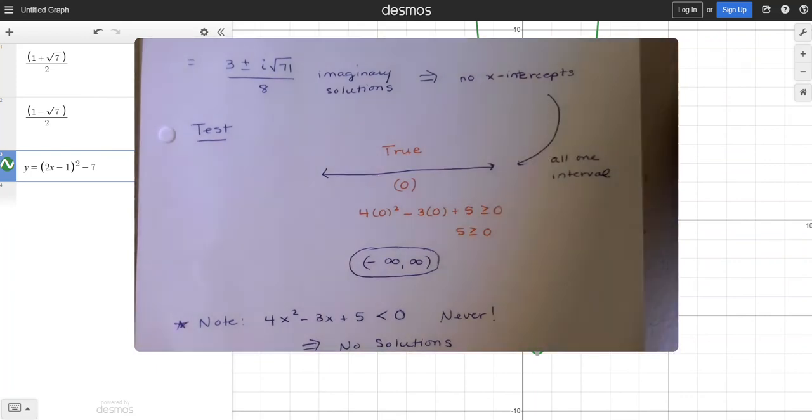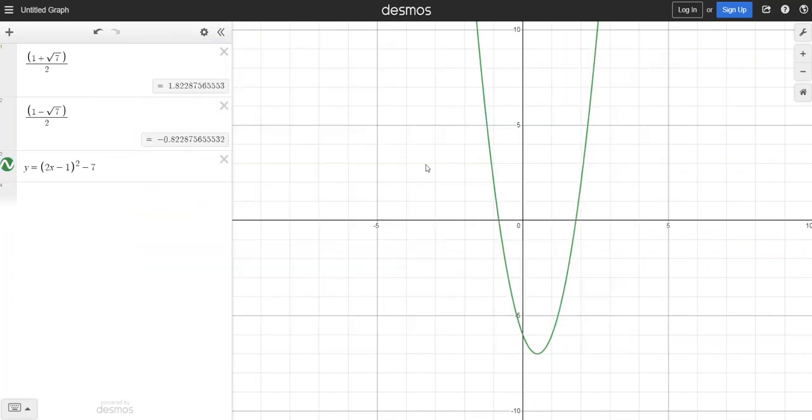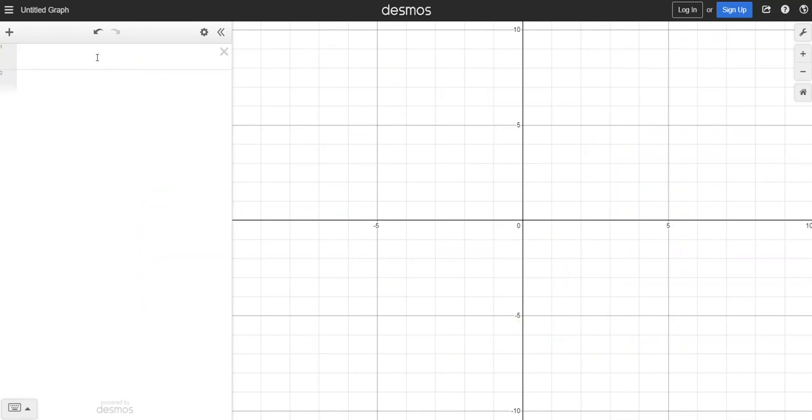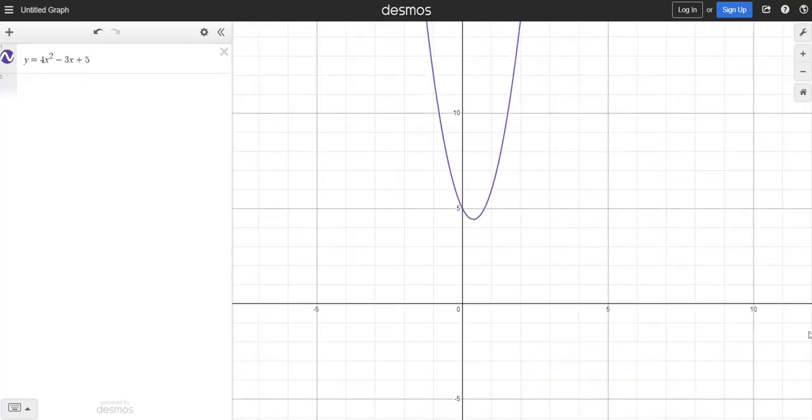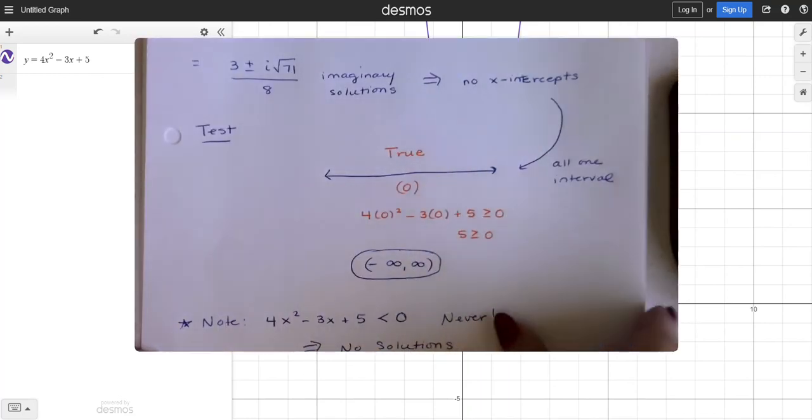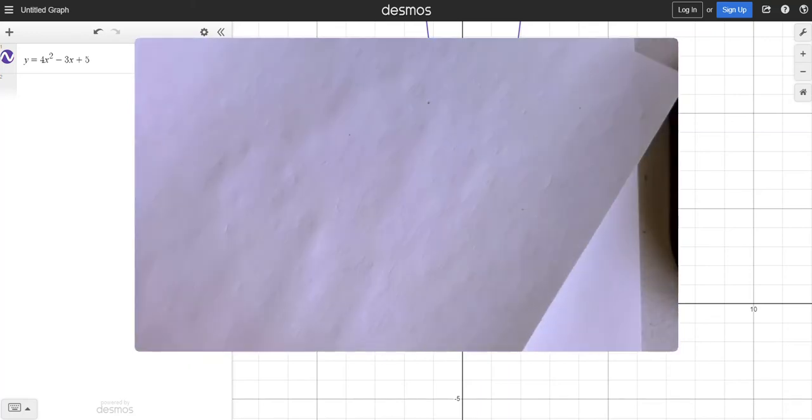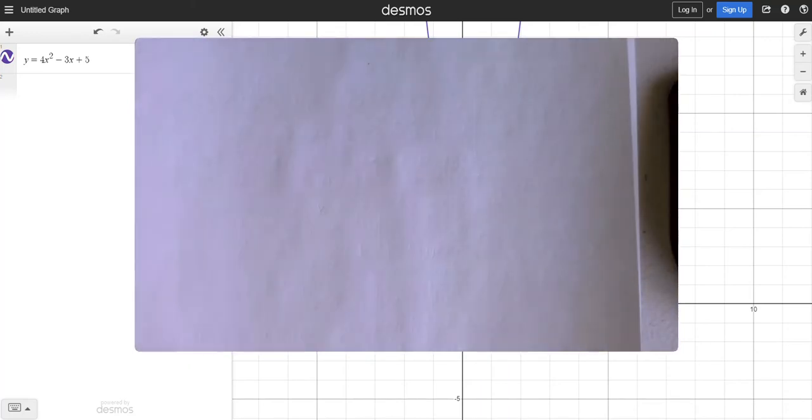Let's just take a minute and look at that one graphically. If I graph my function, you can see it does indeed exist entirely above the x-axis, so the y values are always greater than or equal to 0, no matter what x. All right, let's do a couple of applications that involve inequalities.